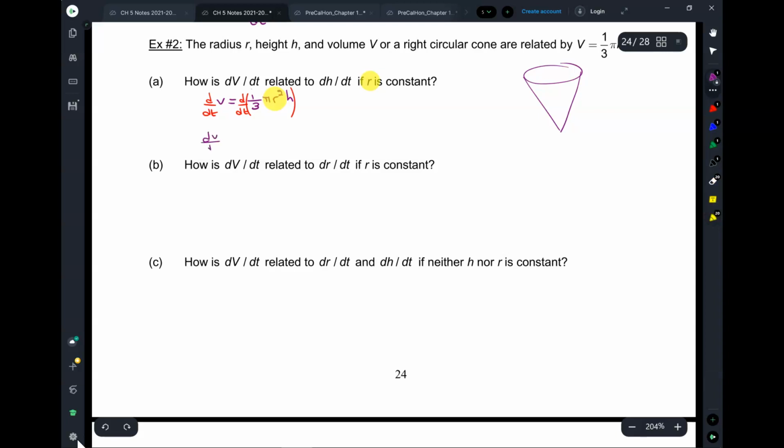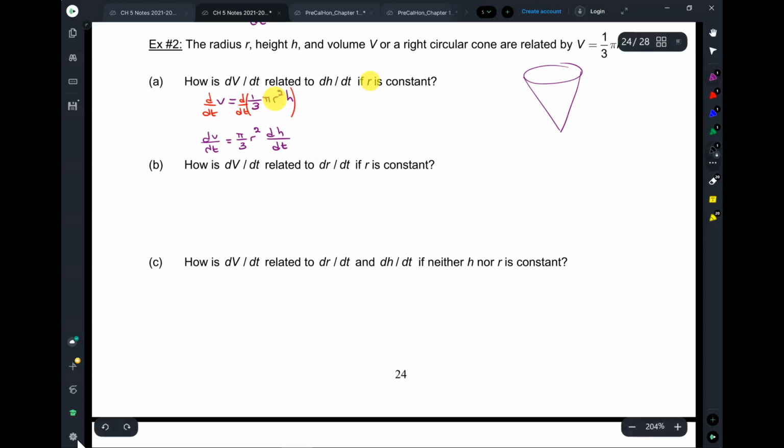So dv dt is pi/3 r squared dh dt. Right? The r is like 5 squared. It's a coefficient. Okay? All right. And why isn't h a coefficient too, since it's constant? H is not. It's not telling you that it is in that problem, part A. Okay. Now, part B, it says, how is dv dt related to dr dt?